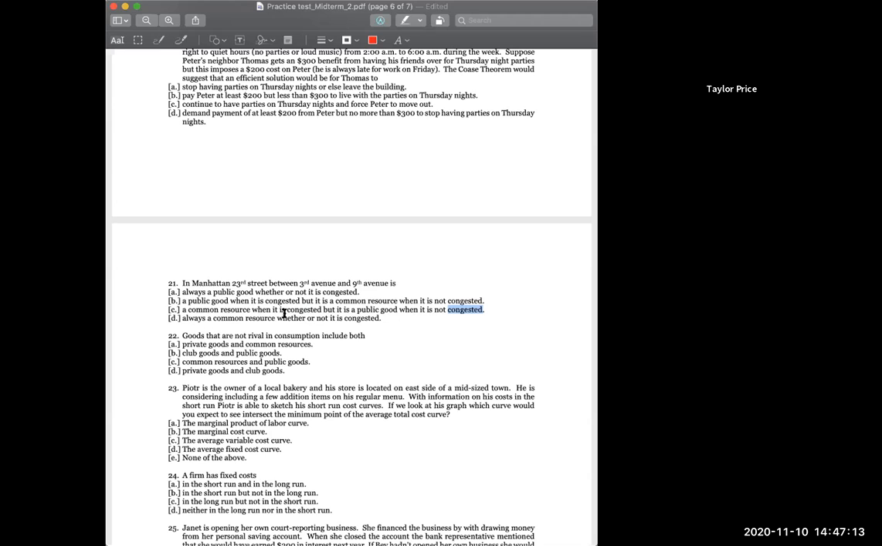But when it's congested, it is a common resource because it is rival in that case. Because if I choose to drive my car on the road and you also choose to drive your car on the road, we're both slowing down traffic. So we're both making the street much slower for everyone. So that's why it's dependent on congestion.